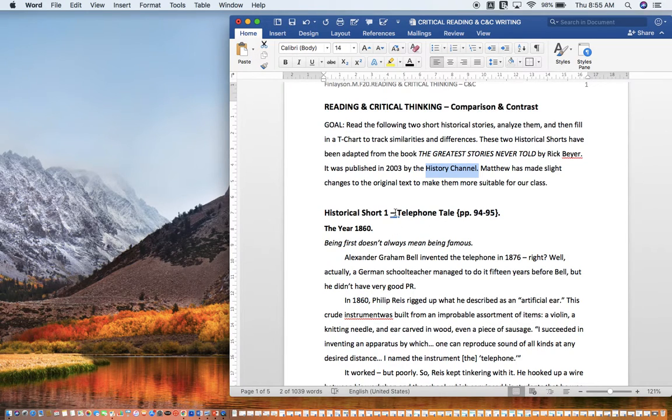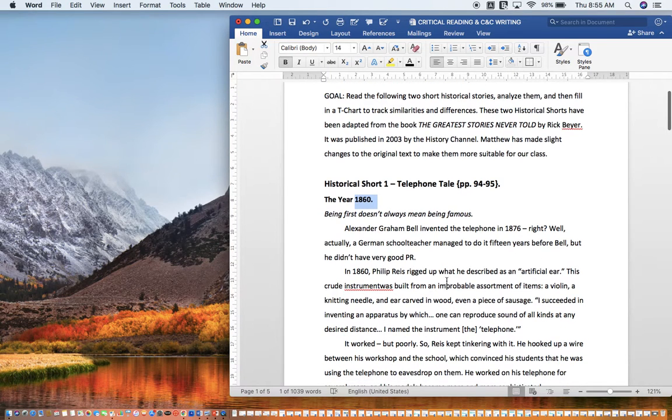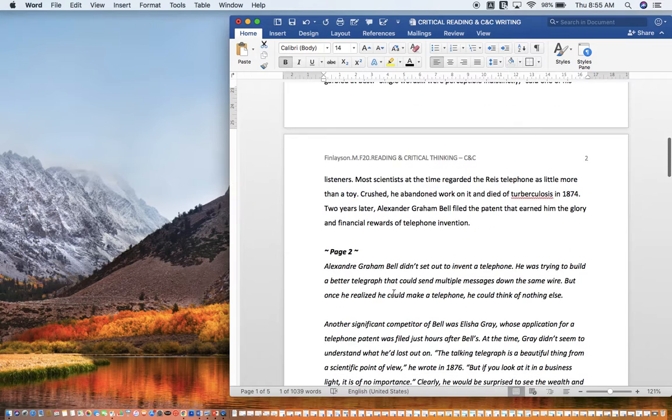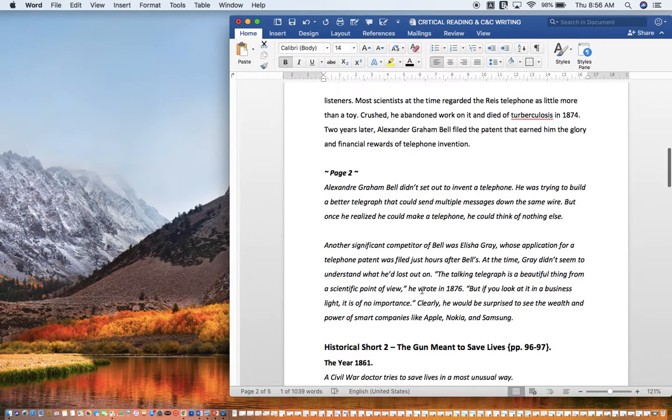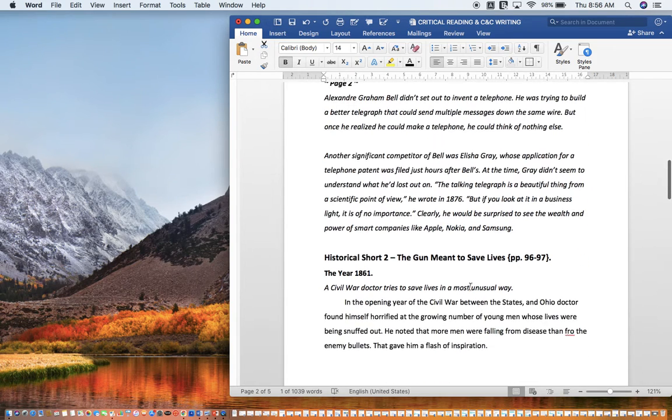So you can see I've given you the title here, Telephone Tale. I've told you the page range where it is found within that original text and the year that this story is talking about. And then you've got your text here. So this is story number 1. You'll read through that, think carefully, make some notes. You can use the color coding, highlighting if you want to separate things into which ideas you think are important. This is page 2 of that original story.